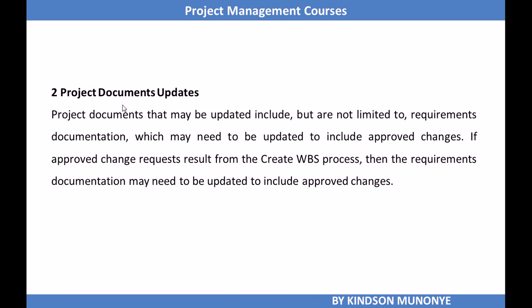So we've mentioned that the Create WBS process, remember, doesn't produce just the WBS, it produces the scope baseline. The Create WBS output is not just the WBS, but the scope baseline and project document updates. Some of the project documents that might be updated include requirements documentation, the output of the Collect Requirements process. Remember that requirements documentation is part of the project documents. Okay, if an approved change request results from Create WBS, then requirements documentation may need to be updated to include approved changes. So this is how we are wrapping up the Create WBS process.